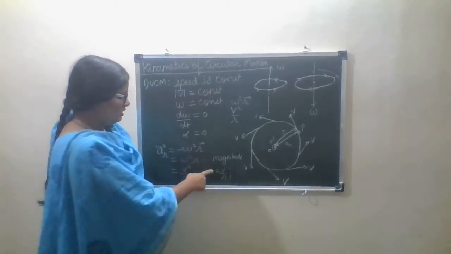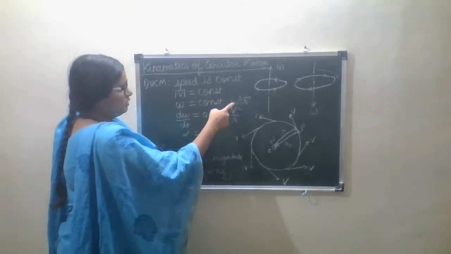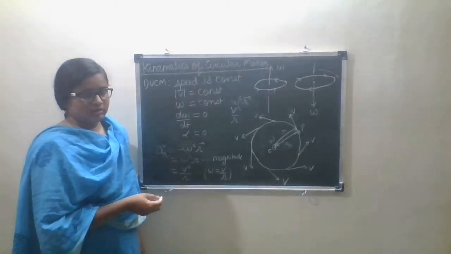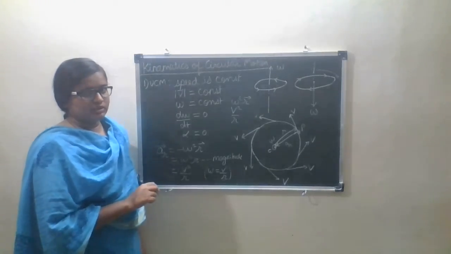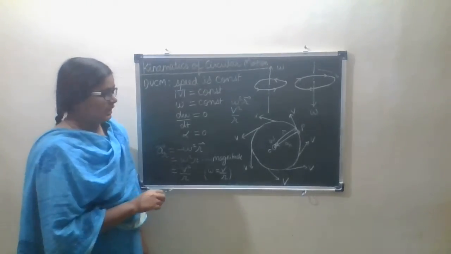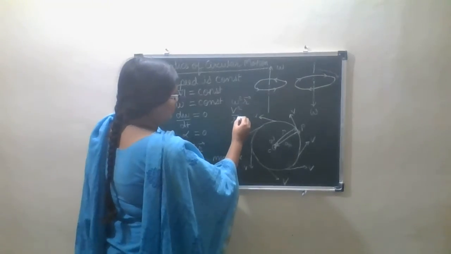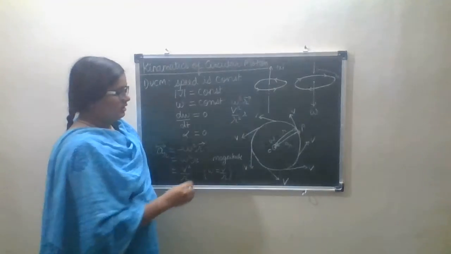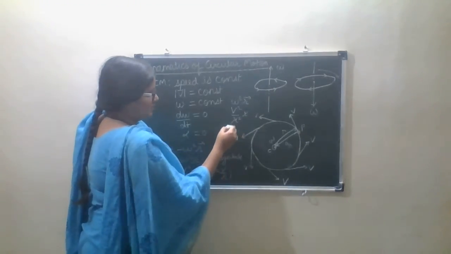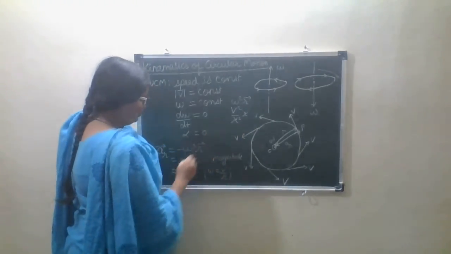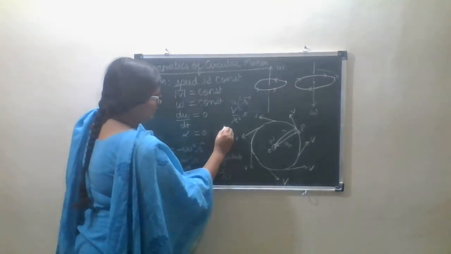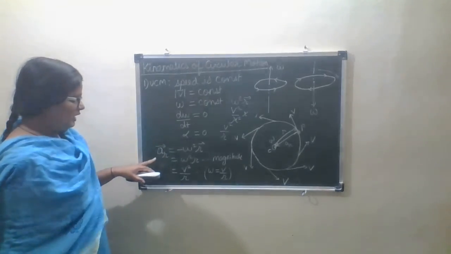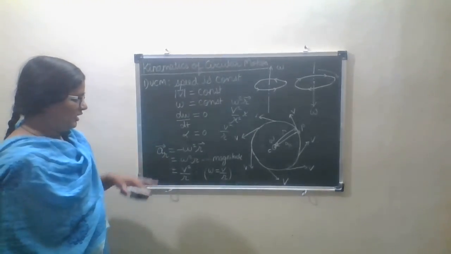Here we are substituting the value of omega as v upon r. After substituting, it will become v square upon r square, and this r as it is. Then this r and this r get cancelled, and what we get is v square upon r. So here, the radial acceleration is v square upon r.